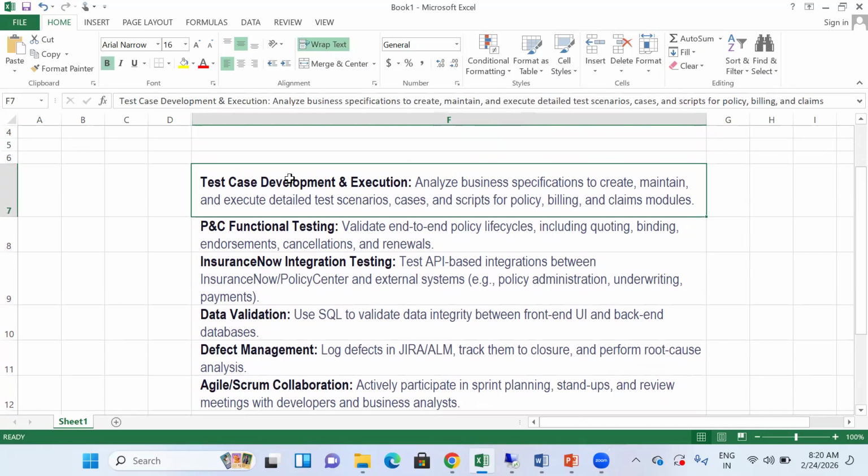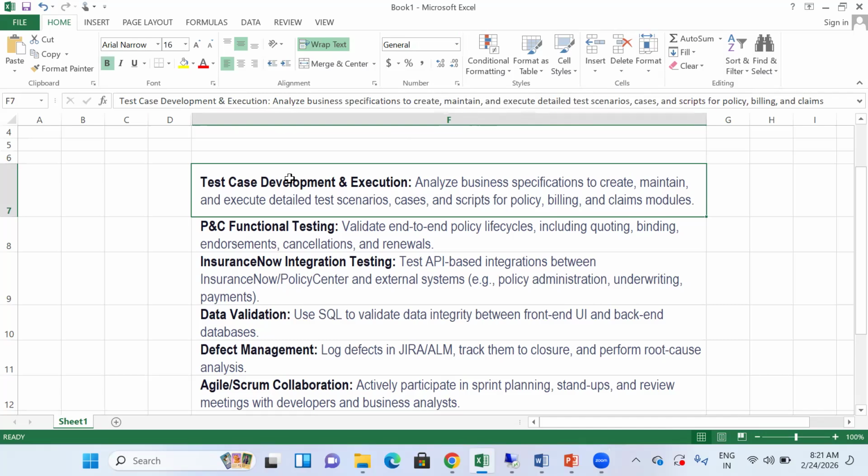The first one is test case development and execution, because whenever a business analyst has given us the requirements, from a testing perspective, we need to analyze the business specifications. It can be functional or non-functional, or any features that we have identified for policy management. Sometimes when we follow the traditional approach, we get business requirement documents. When we follow an agile environment, we write user stories. That is where you will find the difference.